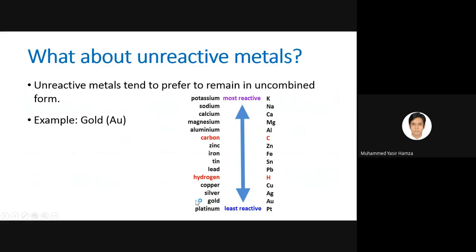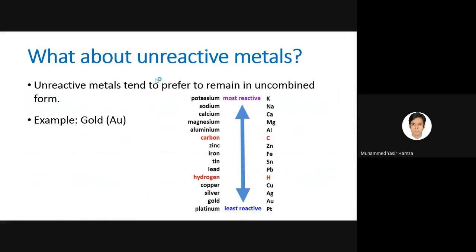So this is less reactive, right? Now, I would like to ask you, have you observed any differences in this picture, or have you seen any bizarre things in this picture? Yes, many of you have already noticed that there are two elements, carbon and hydrogen, that are marked in red. They are not metals. Carbon is a non-metal, and hydrogen is also a non-metal because it is a gas. So why have they been put in this series?